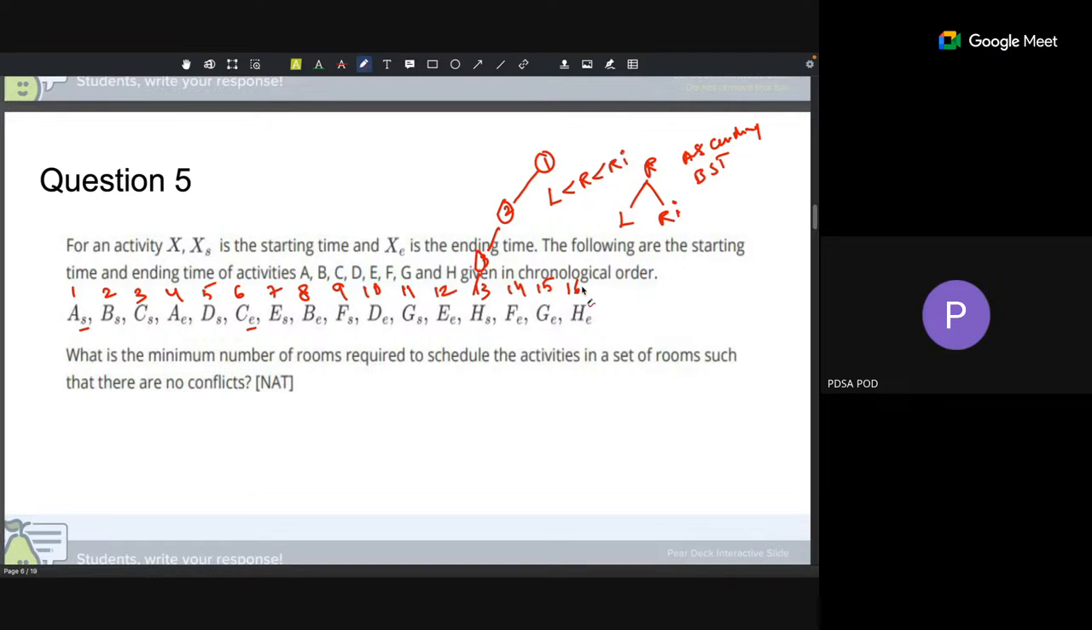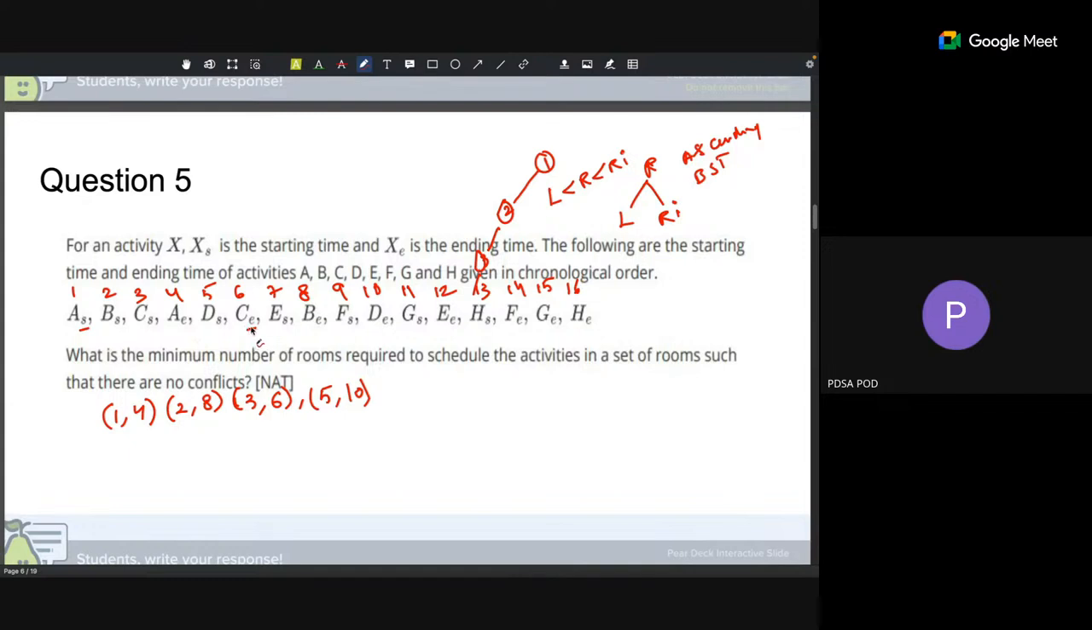After making it, we take the first one, A. It started here at 1. What is the ending time for this one? 4. So we got the starting and ending time for A. Now B starts at 2 and ends at 8. Similarly C starts at 3 and ends at 6. D starts at 5 and ends at 10.